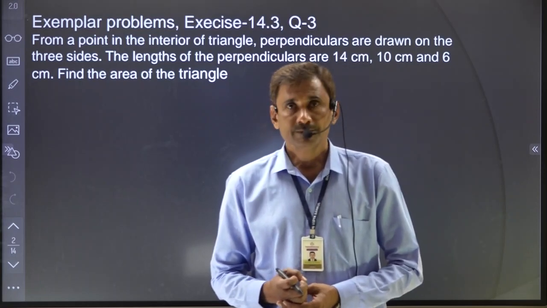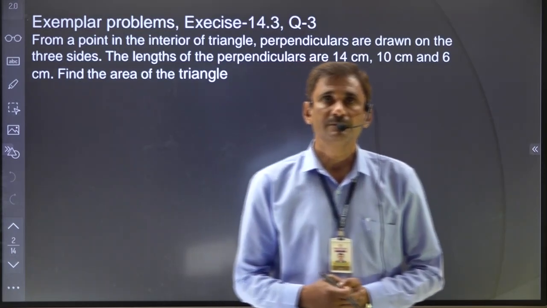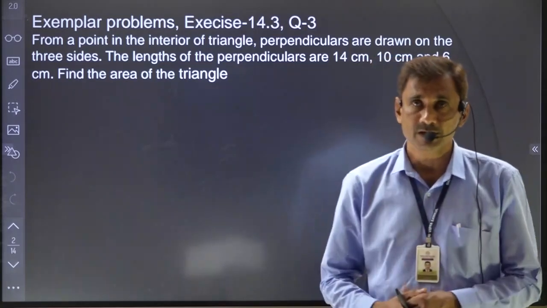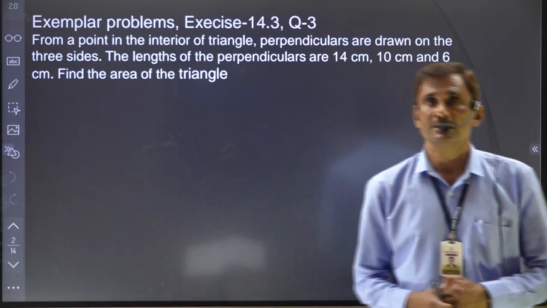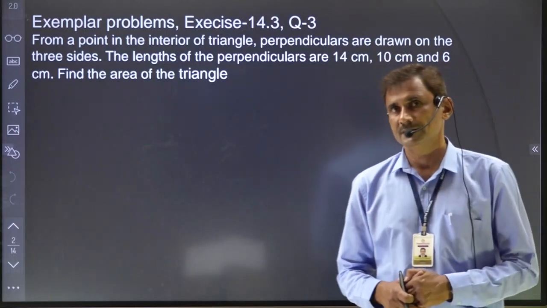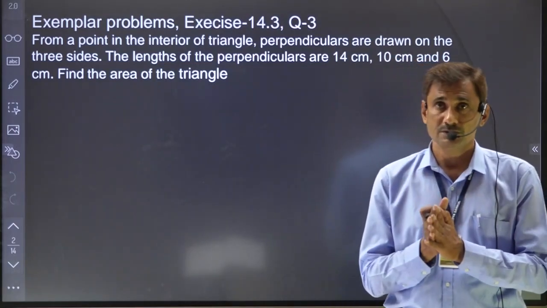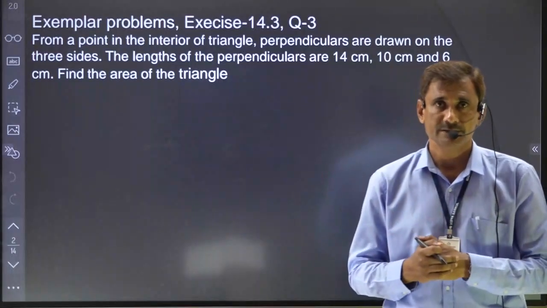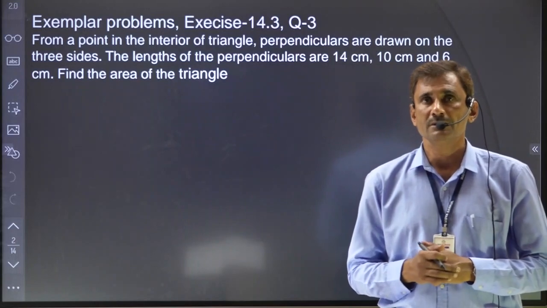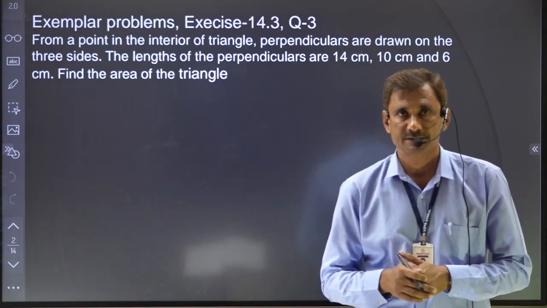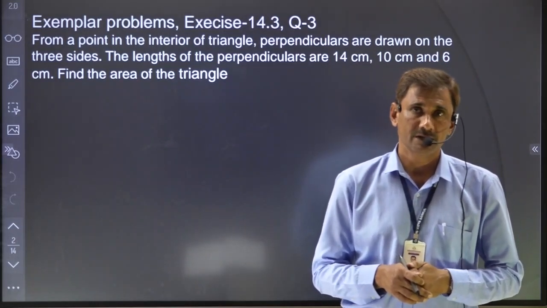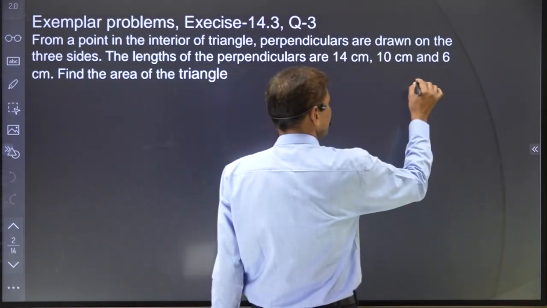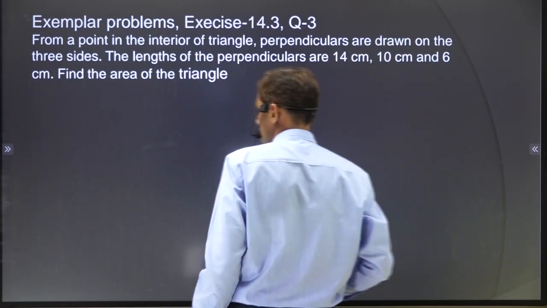There is a question: from a point in the interior of a triangle, meaning anywhere inside the triangle, perpendiculars are drawn on the three sides, meaning three perpendiculars, each on one side. The lengths of the perpendiculars are 14, 10 and 6. Find the area of the triangle. So let's draw the triangle and try to understand the question again.